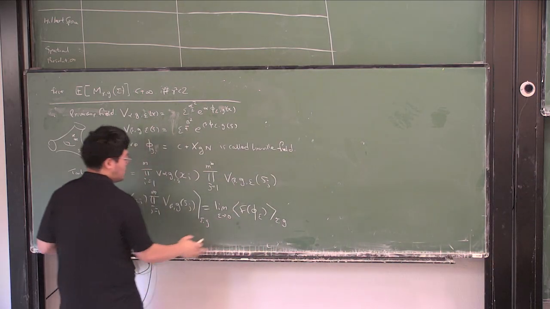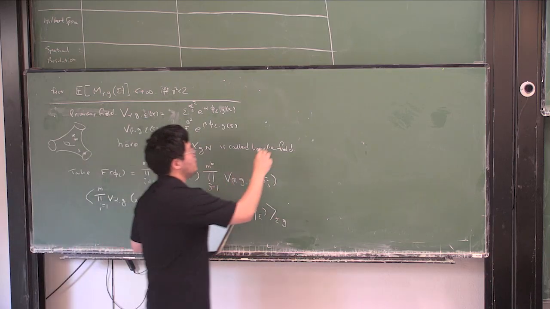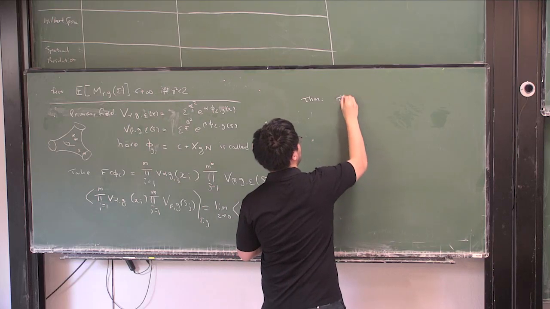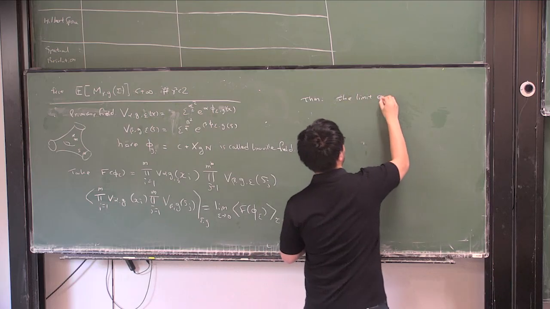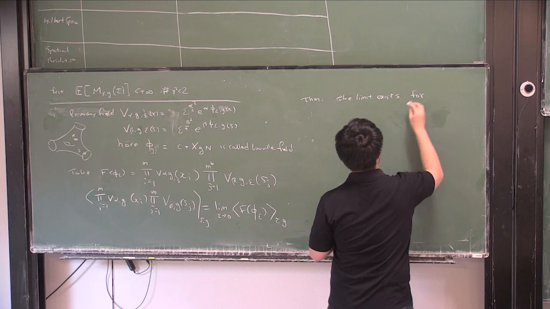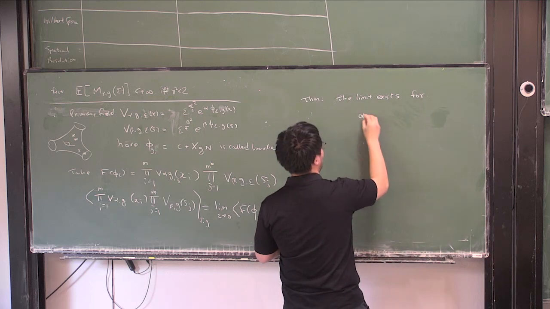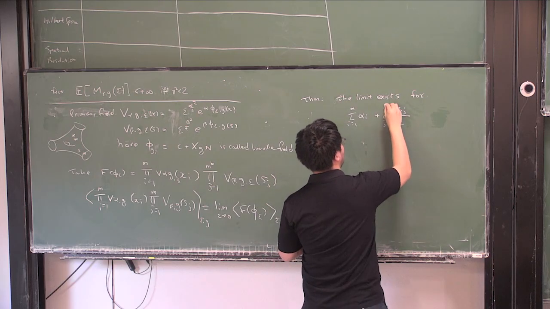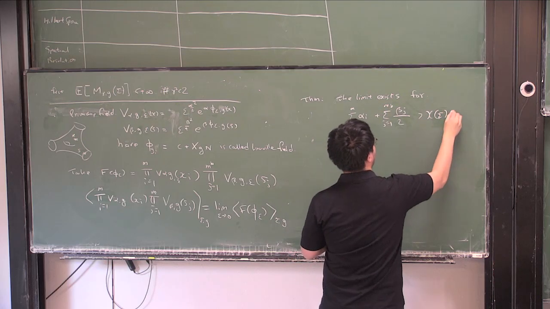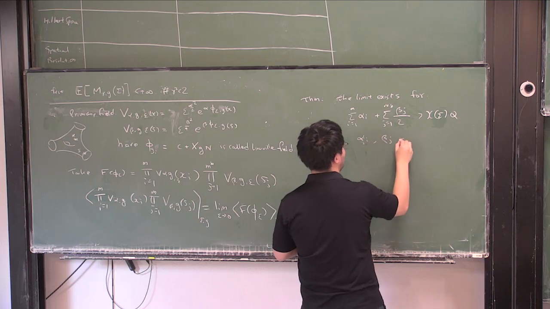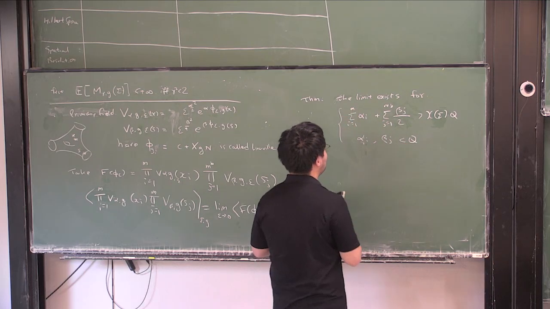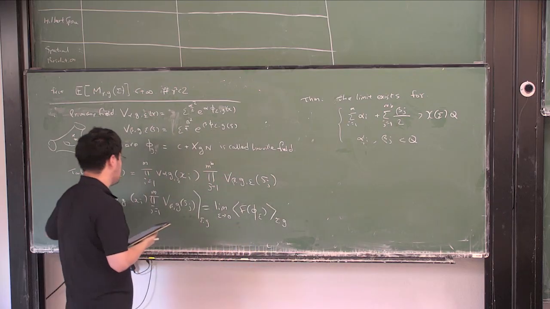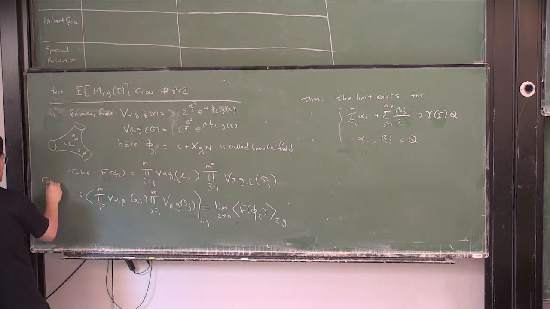The limit exists, and the theorem is: the limit exists for alpha, beta in the Seiberg bound, like alpha_i and all these alpha_i and beta_j smaller than Q. And also this functional, this one we call the correlation function.